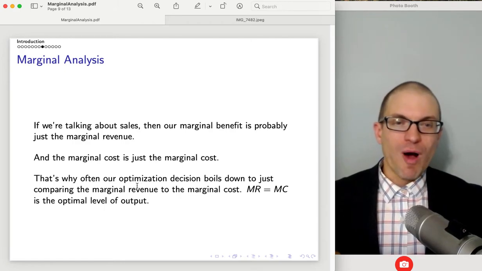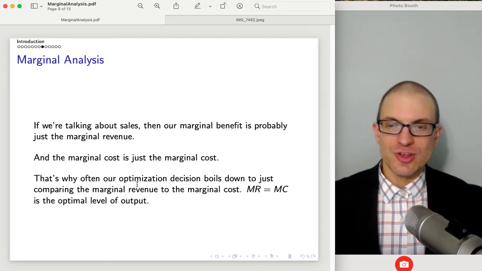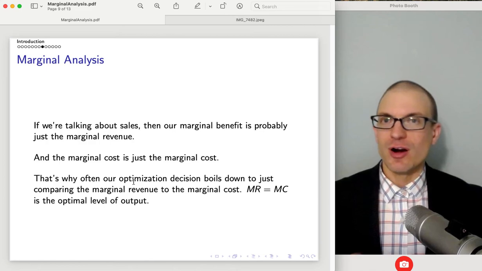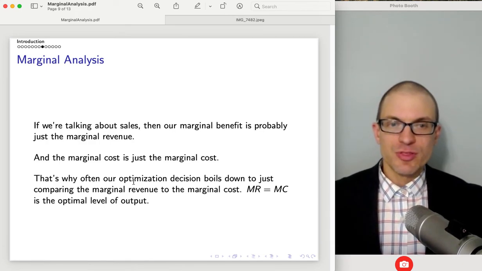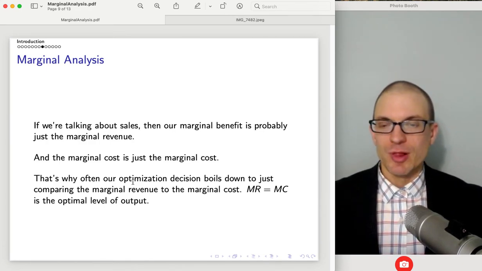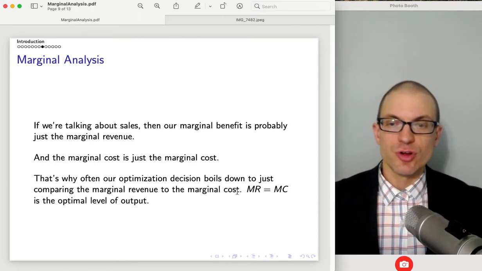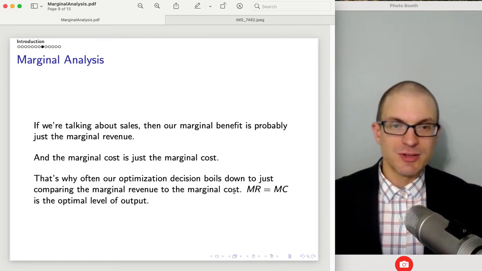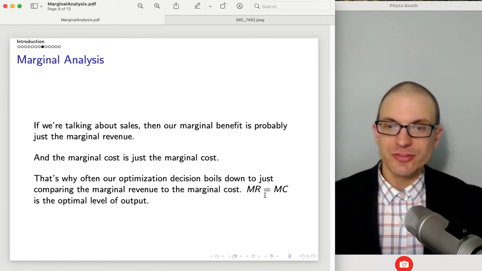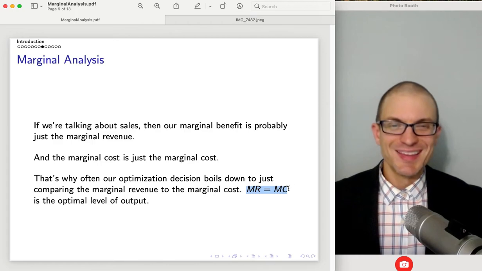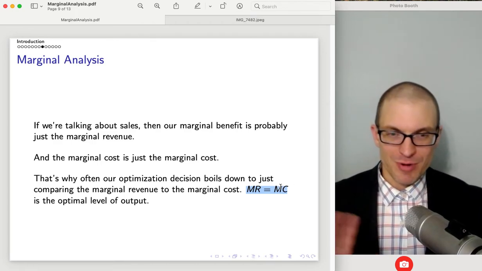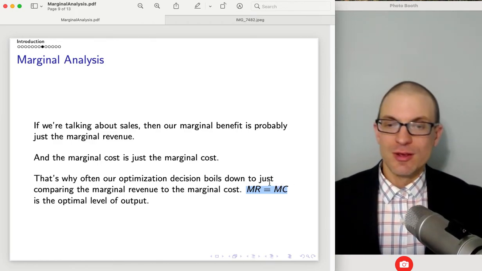So this is why our optimization decision, the prescription we're giving for our manager, for our firm to think about, coming up with the optimal outcome, boils down to just comparing marginal revenue to marginal cost. This is our marginal principle applied to business. It's a consequence of marginal analysis. MR equals MC is how we think about finding the profit maximizing level of output, for instance, for a monopoly or for a firm in the competitive market. MR equals MC gives us the optimal level of output.